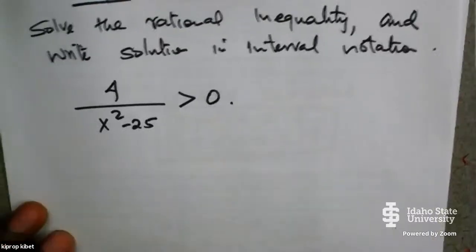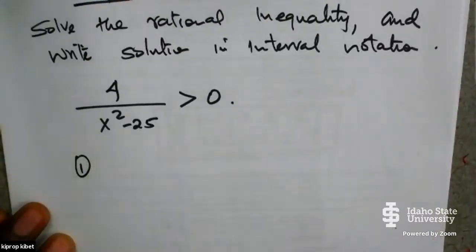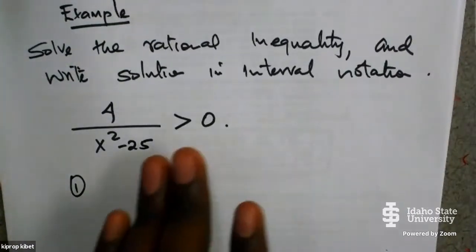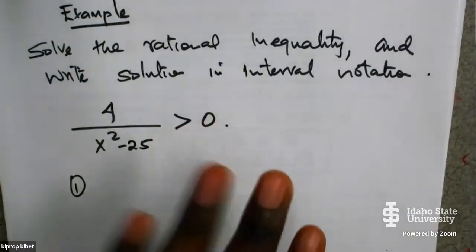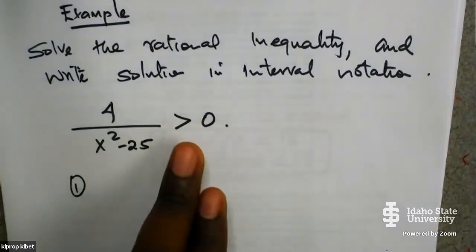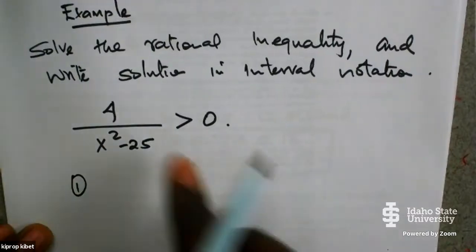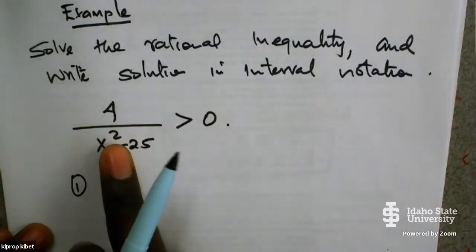So step number 1 is you separate, you make sure one side is equal to what? Is 0. So that means you bring all the other terms to the other side, and then you leave the other side to be 0, okay? So basically what you do, you bring all these terms to the left.